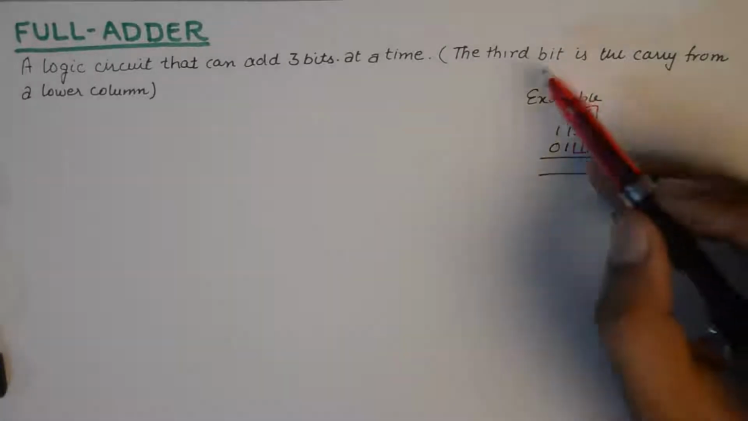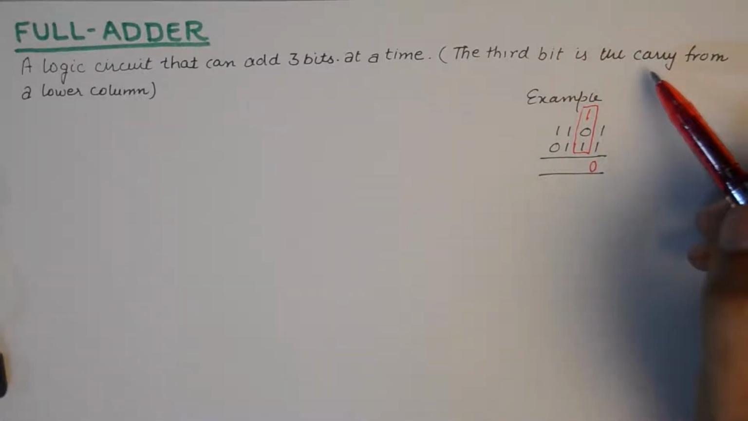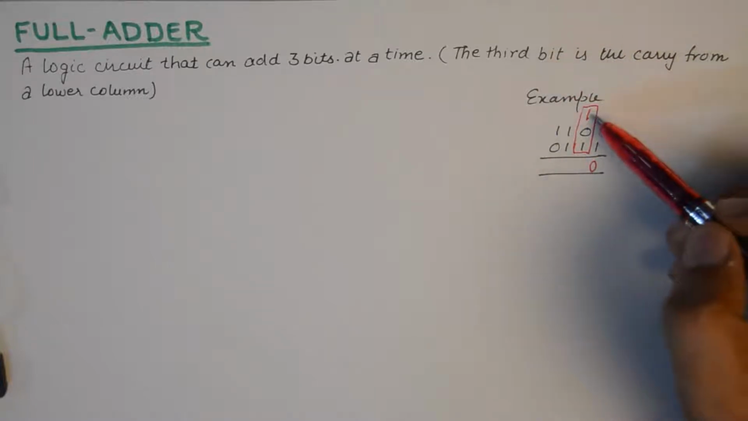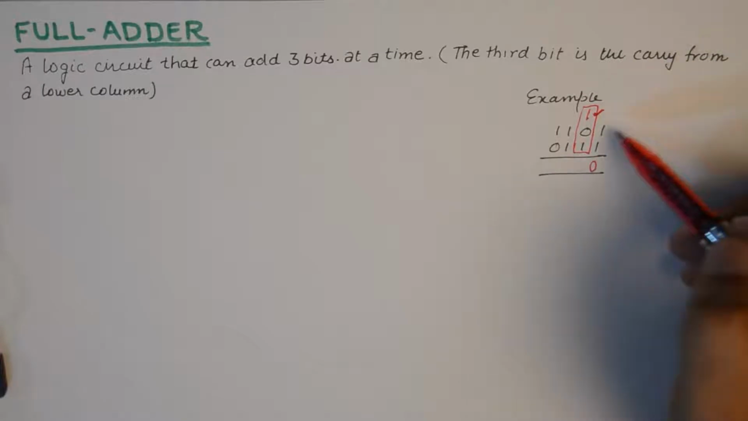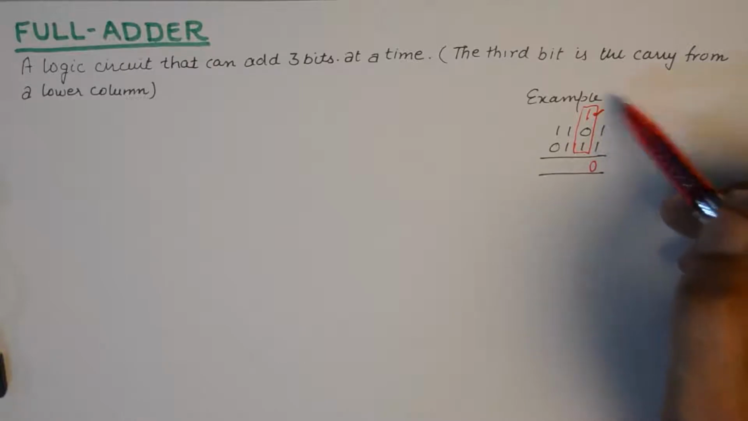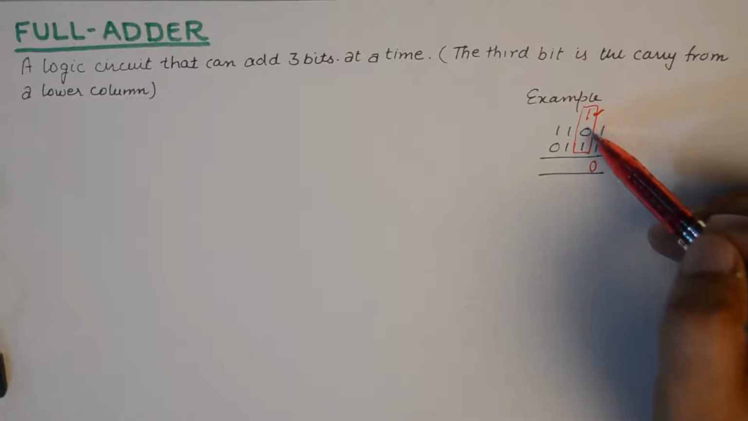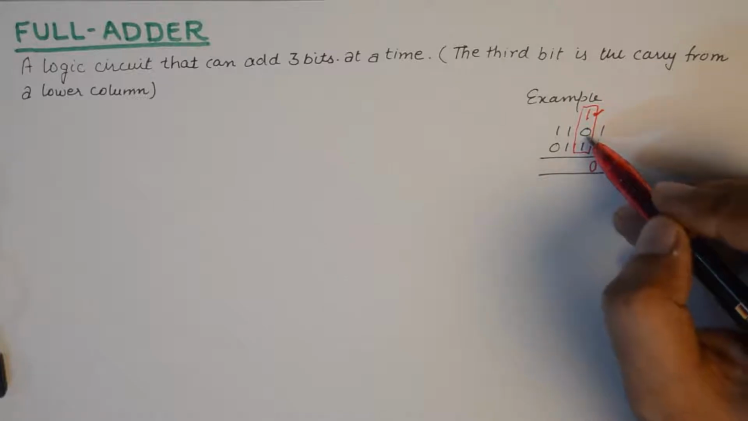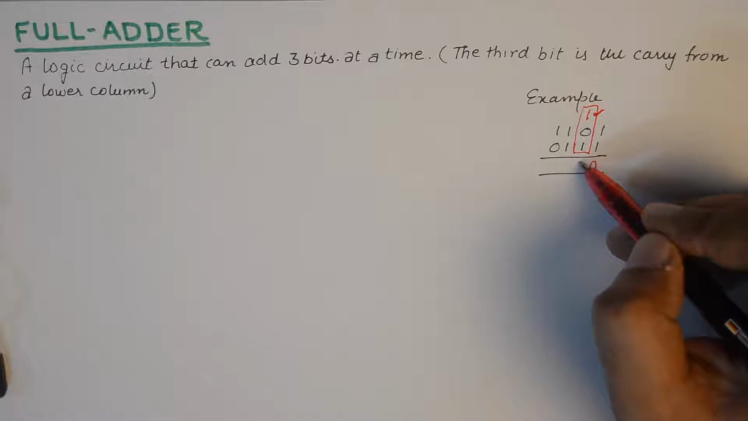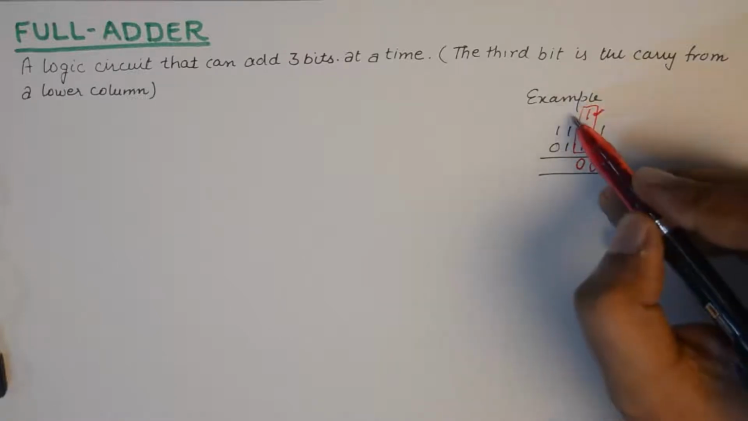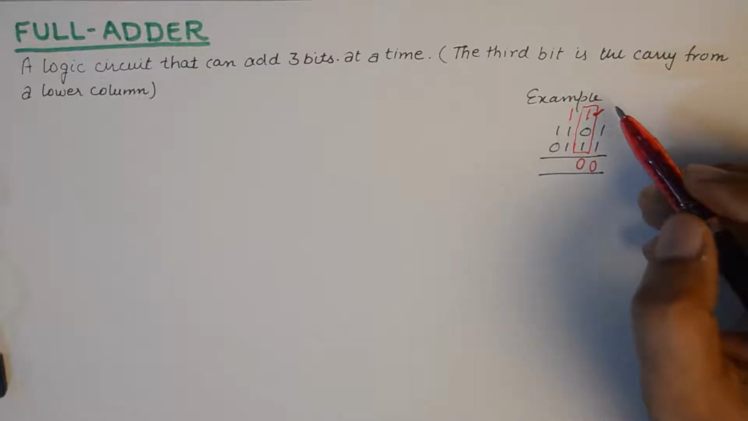Now if you look at the definitions, second part, the third bit, which is this one, is the carry from a lower column. So this is referred to as a lower column, and the third bit is a carry from a lower column. So 1, 1, 0 and 1, these 3 bits are being added, and interestingly it'll give a 0 sum and a carry 1.